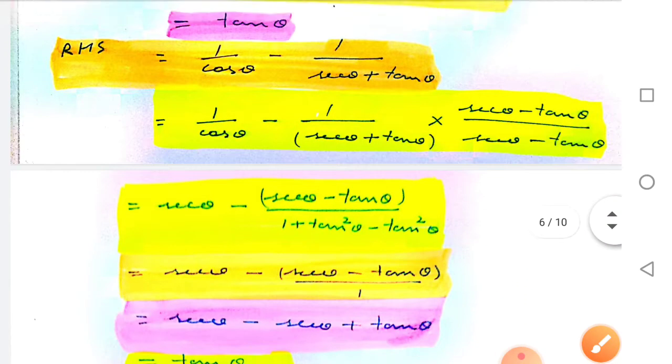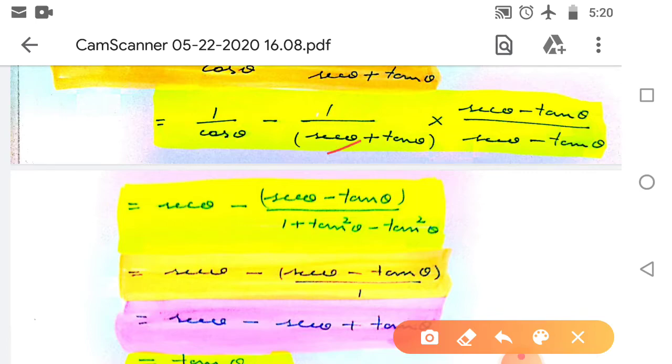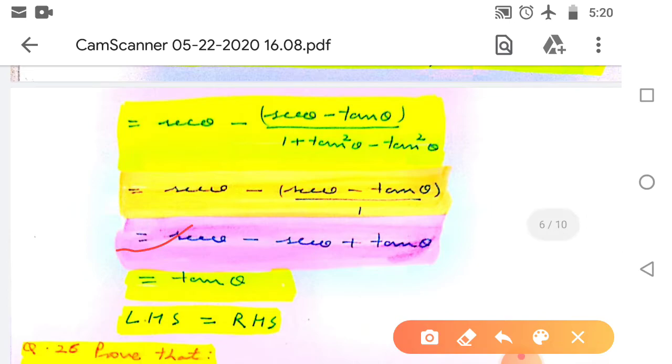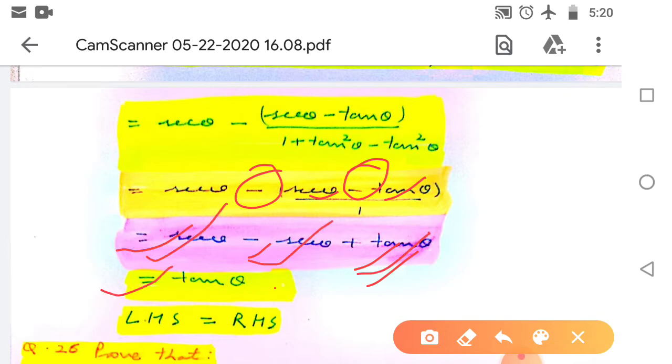So, in the denominator it becomes sec square theta minus tan square theta. Okay? And instead of writing again sec square theta, we write 1 plus tan square theta. In the numerator we have sec theta minus tan theta. So this is cancelled, and finally we get sec theta minus tan theta is plus, because this is minus and this is minus and we are multiplying here. So it becomes plus, right. So, sec theta minus sec theta plus tan theta is equal to tan theta, which is equal to RHS. So, here the value of RHS is equal to value of LHS. Clear?